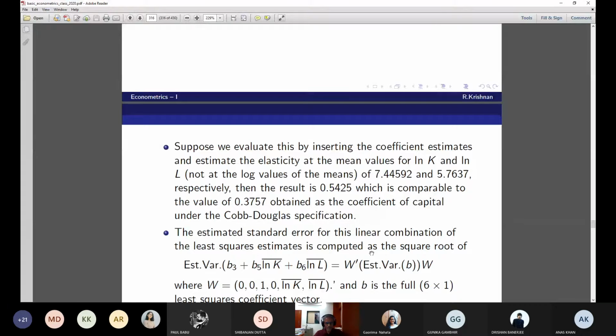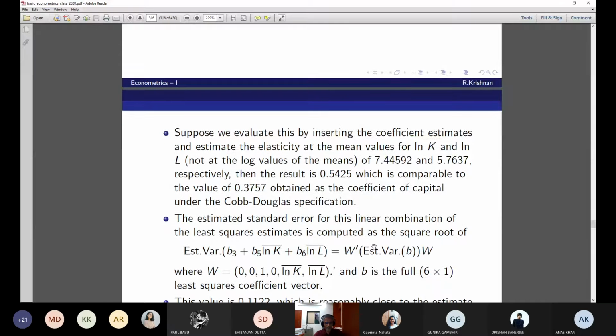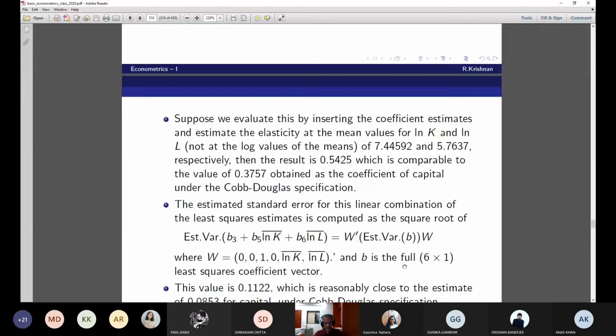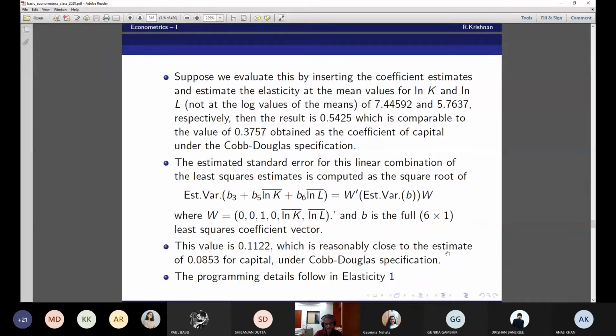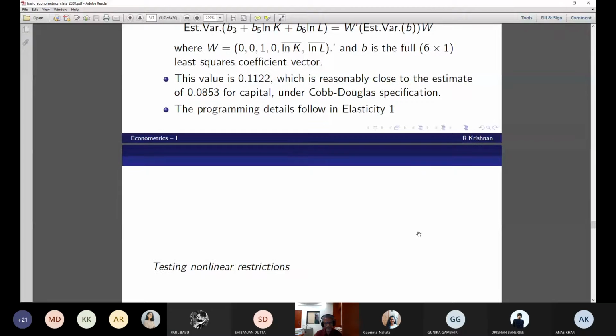The estimated standard error for this linear combination is this. The estimated variance is equal to this W prime, and B is the full 6/1 least squares coefficient vector. This value is 0.112, which is reasonably close to the estimate of 0.853 for capital under the Cobb-Douglas production function, and the standard error for log K in the Cobb-Douglas output. So the programming details follow in elasticity 1.